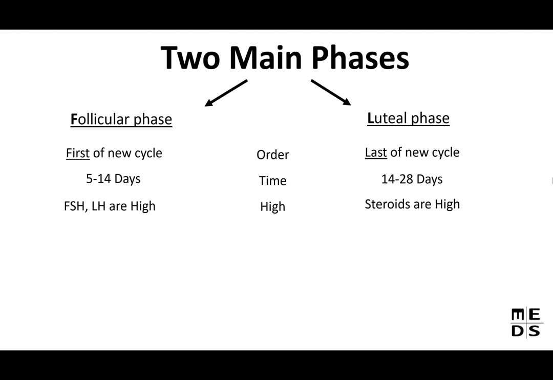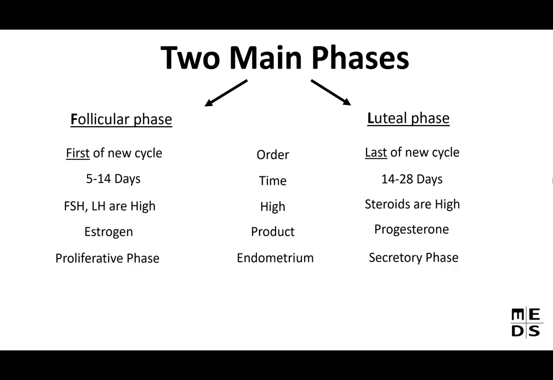Which parts are going to be high? Well, remember the high to low, low to high rule. So if follicular phase is the first part, the high to low, FSH is going to be high. And then if you do the low to high, then the steroids are going to be high. So what you actually want to produce during each phase is estrogen in the follicular phase, and then progesterone in the luteal phase. It's got to be either one or the other. It's not going to make both concurrently.